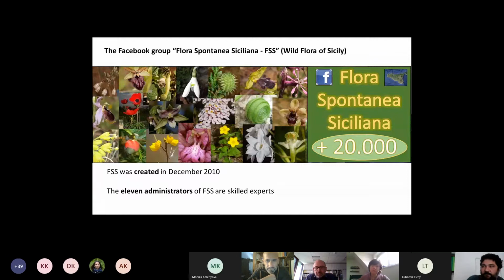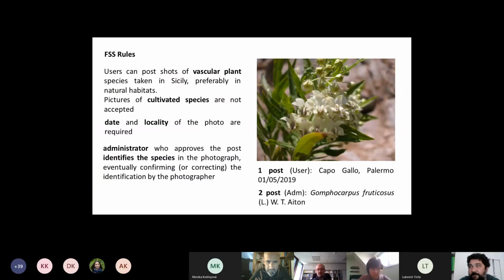The great point of this kind of specialized Facebook group is the strict rules that they have, because the user can shoot a photo of, for example, a vascular plant taken in Sicily in a natural habitat. Cultivated species are not accepted, so we cannot post the eggplant or tomato from the garden of our grandma. Another strict rule is that you have to put the date and the locality of the photo.